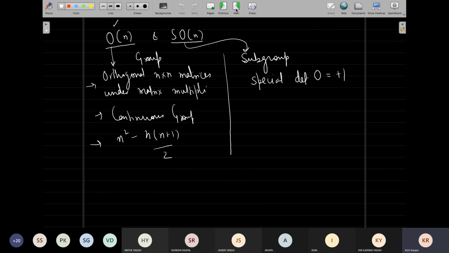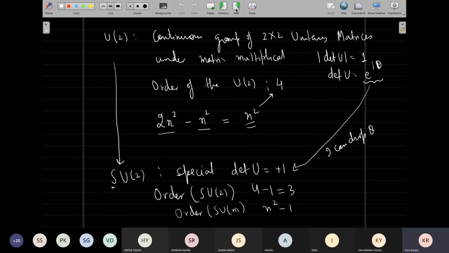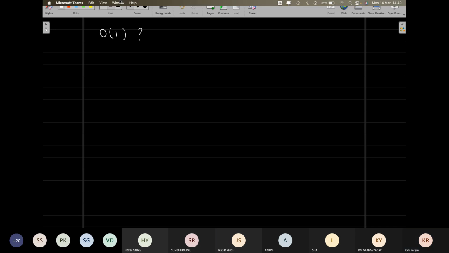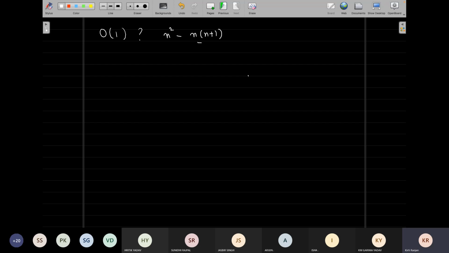Okay, I cannot stop here. I will just do something which I said I would be doing: an interesting consequence of group theory. Can I talk about a group O(1)? How many independent parameters will it have? One? So how are you getting it? n squared minus n(n+1)/2. So if n is equal to 1, it is 0. And if there are 0 parameters, that means the group cannot even be generated, right? So the O(1) group does not even exist, and so is SO(1). It cannot exist.